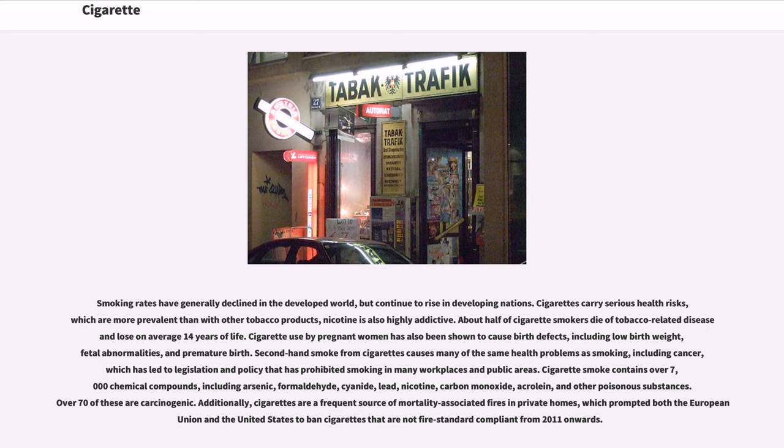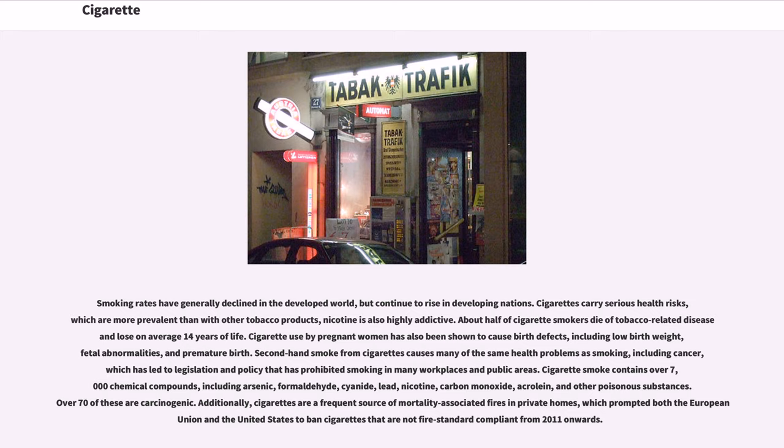Smoking rates have generally declined in the developed world, but continue to rise in developing nations. Cigarettes carry serious health risks, which are more prevalent than with other tobacco products. Nicotine is also highly addictive. About half of cigarette smokers die of tobacco-related disease and lose on average 14 years of life.